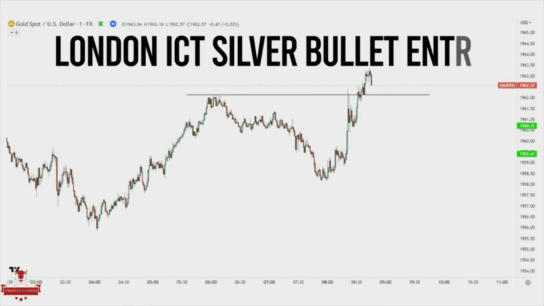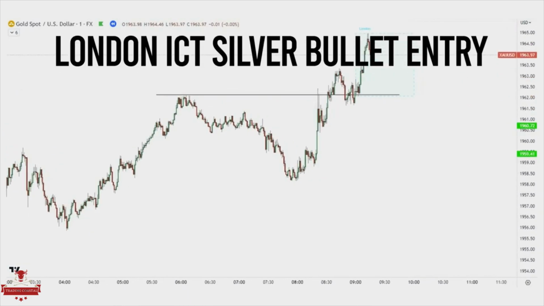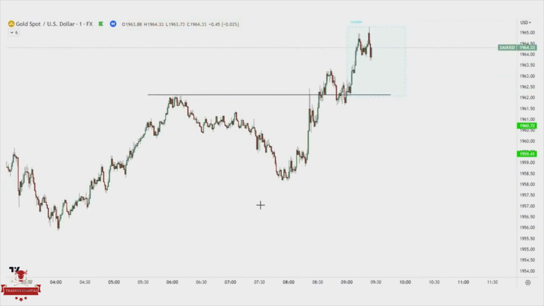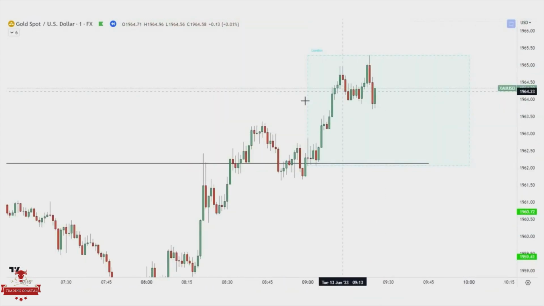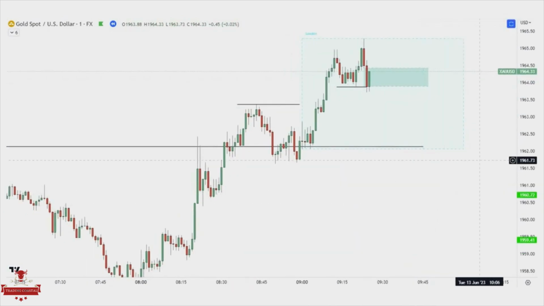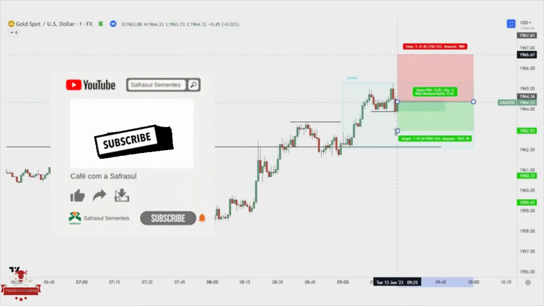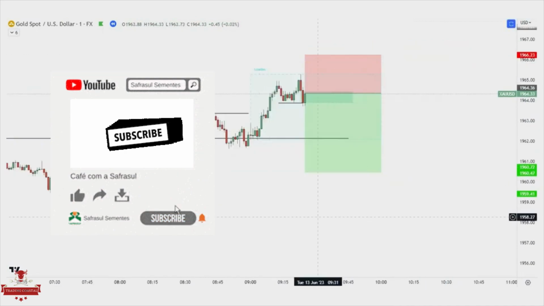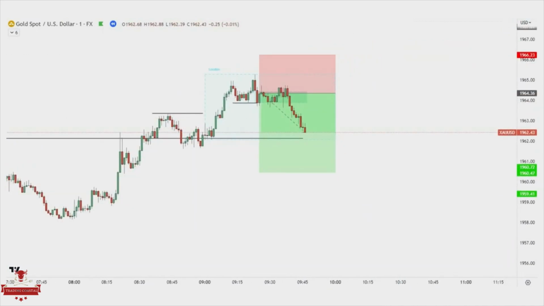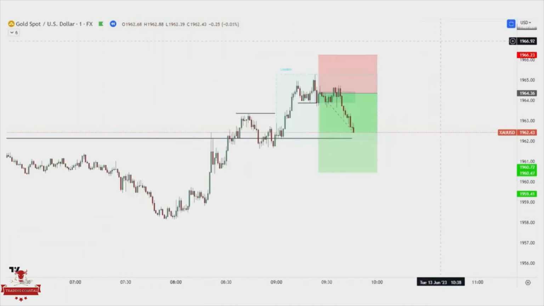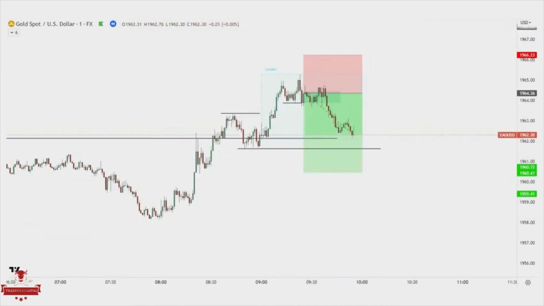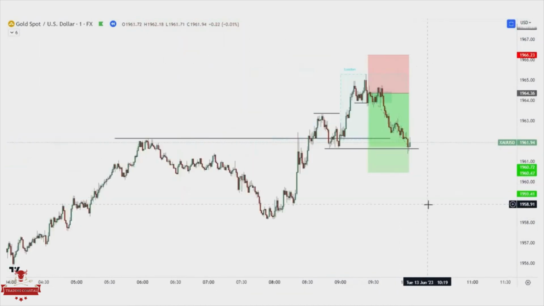The last setup for this video is a London Silver Bullet entry. As we can notice, price took the buy-side liquidity and created the market structure shift, our major confirmation to go for a sell entry. And of course, the entry is located at fair value gap. We had almost no drawdown in this trade and price dropped sharply in downside direction. In this moment, I closed all the position and banked the profits.